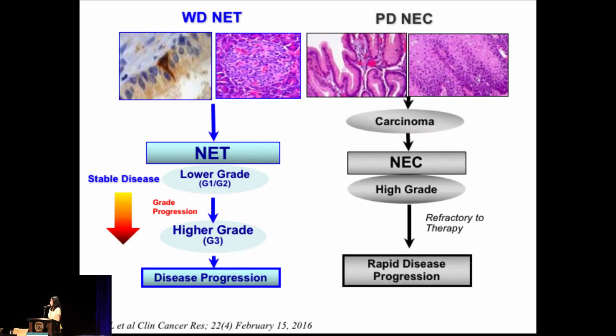In contrast, poorly differentiated neuroendocrine carcinomas are not derived from neuroendocrine cell lineage. They are conventional carcinomas, and they become neuroendocrine carcinoma during transformation, or de novo have the genetic signature, and have only one grade and rapid disease progression.